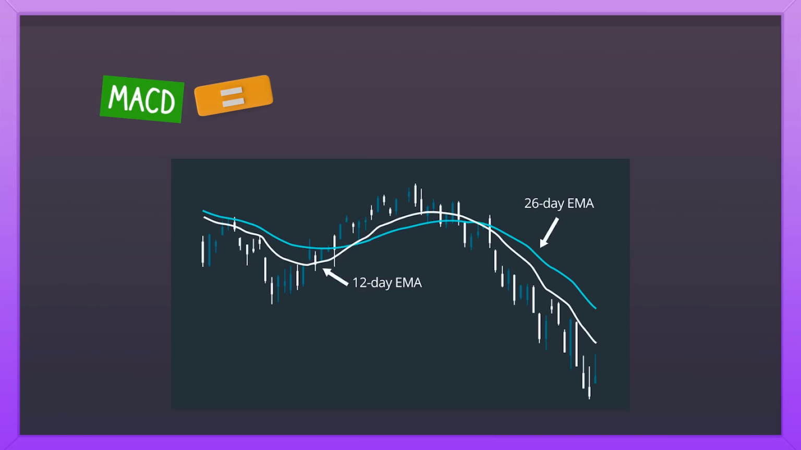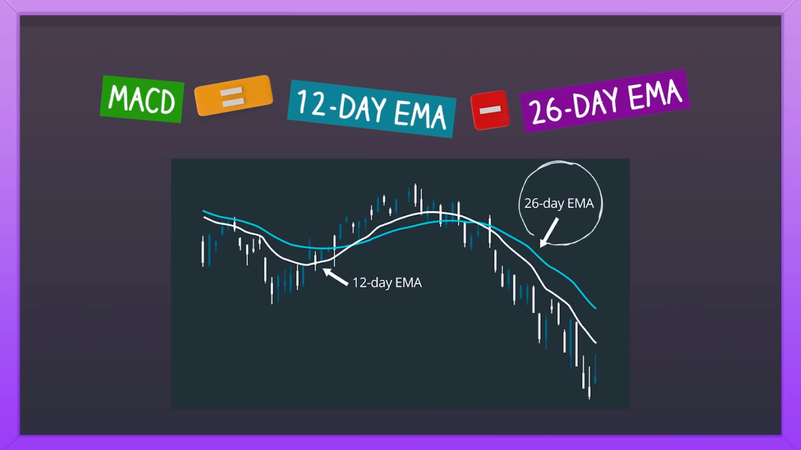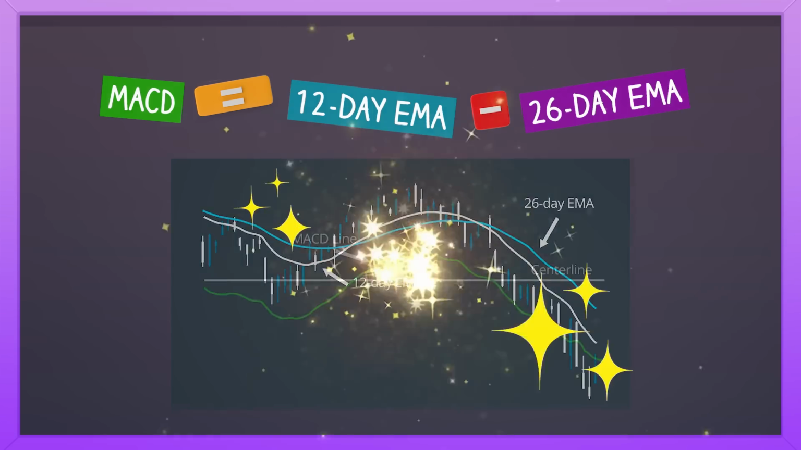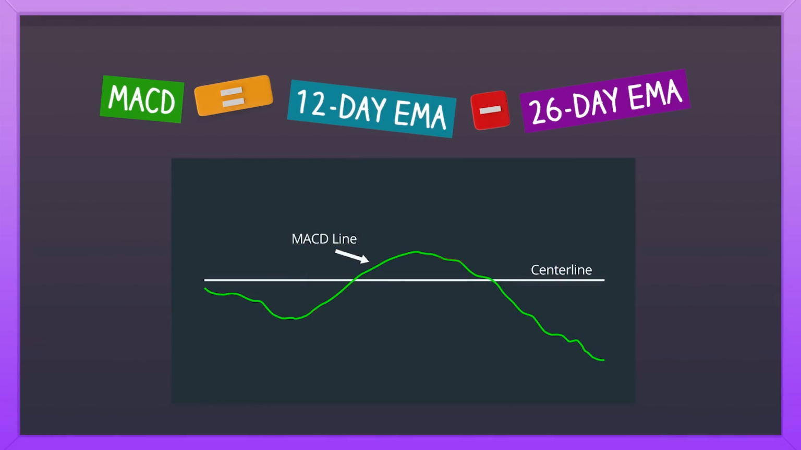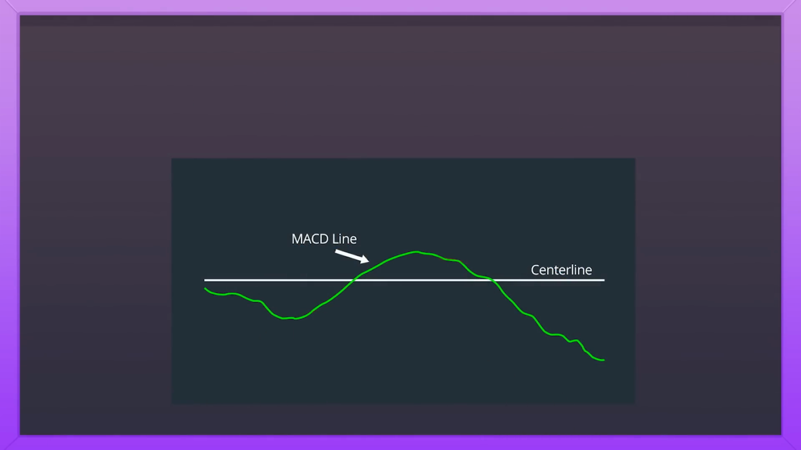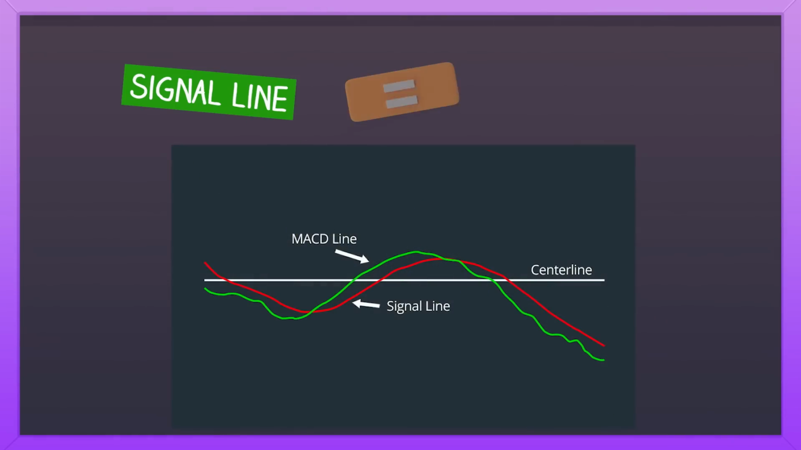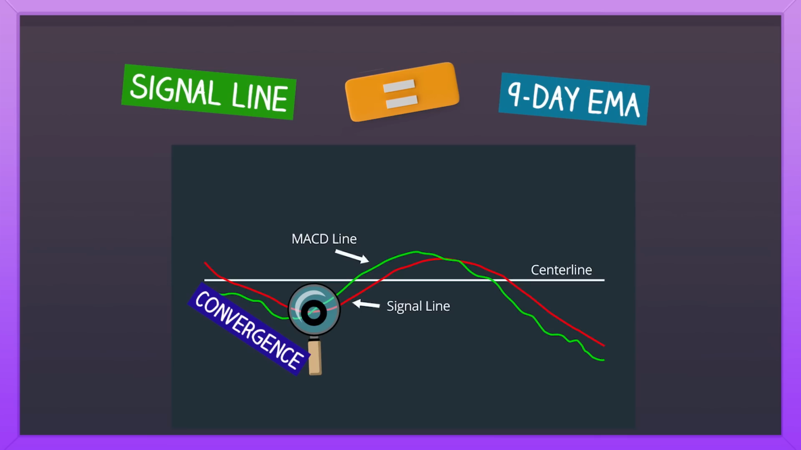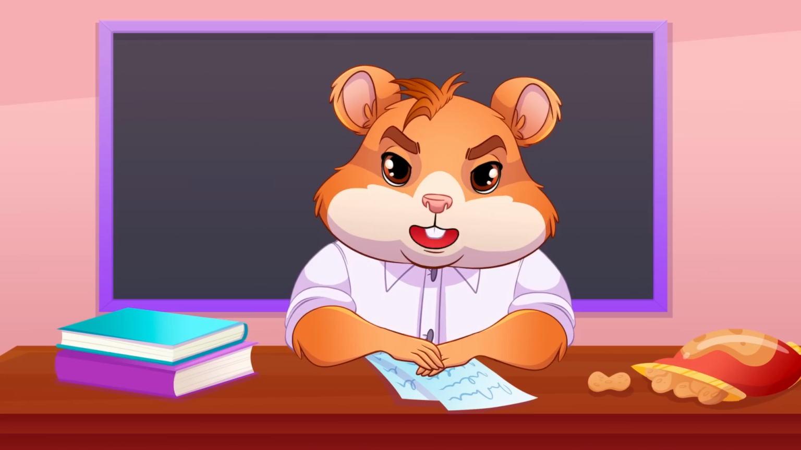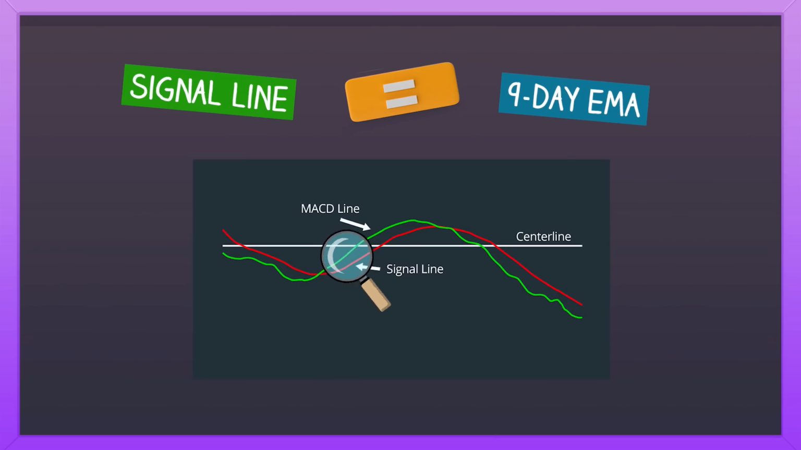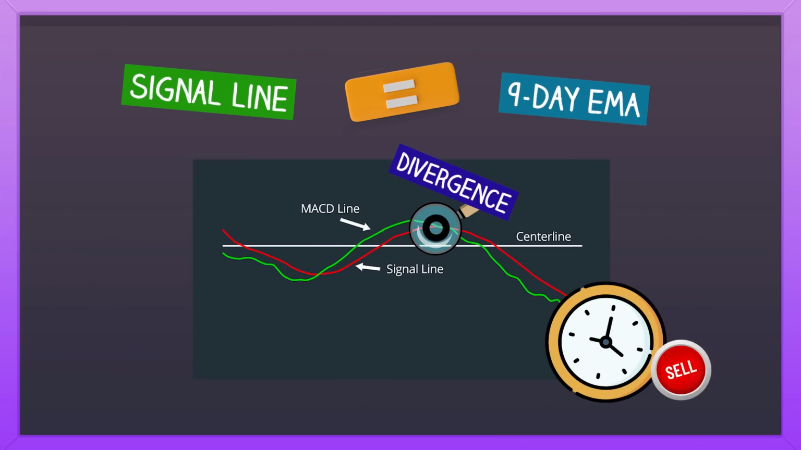The MACD is an indicator that measures the difference between the 12 and 26-day exponential moving averages to form the MACD line, which can help to identify both buy and sell signals. MACD also has a signal line, aka a 9-day EMA. And when the MACD crosses above the signal, investors often recognize it's time to buy. And then, of course, if the MACD crosses below, investors tend to sell.